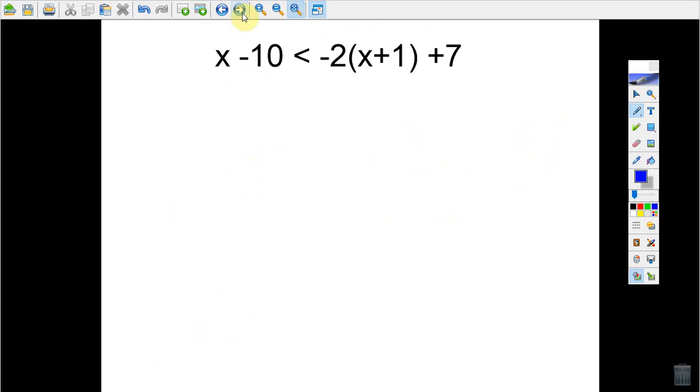All right, here's one for you to do. Solve that out. Check 2 points to determine which direction you need to shade your final graph.